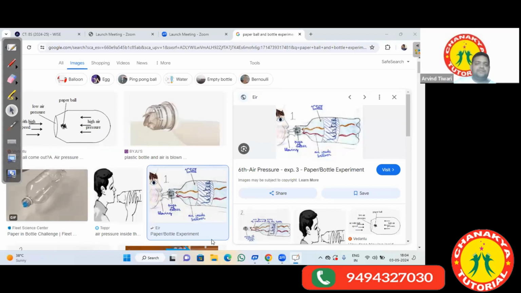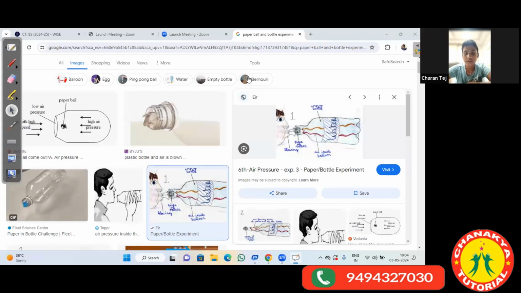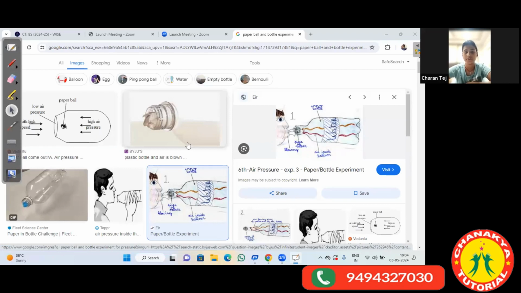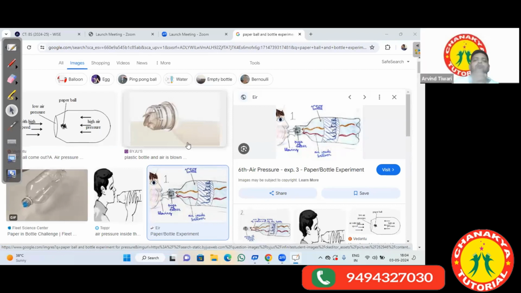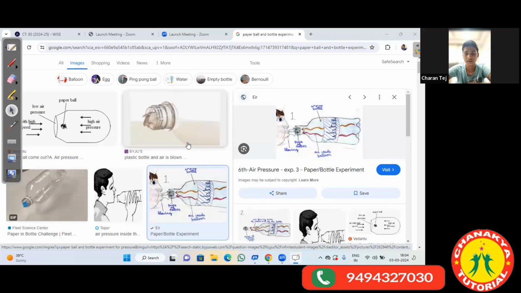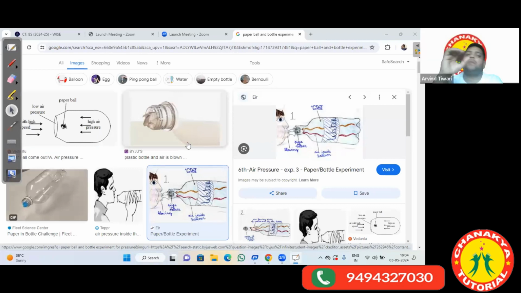Yes, Charantej? Sir, as you keep the bottle horizontally, if you keep it vertically, what will happen, sir? Okay. If you keep it vertically, if you have just a little bit of tilt over there, initially the paper will not blow. But when you stop blowing, then due to gravity, the paper may go inside. So that is why you have to keep the bottle horizontal. That's the only reason.